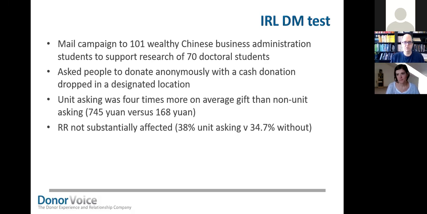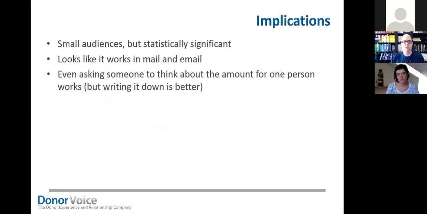Now, these are both tests with small sample sizes, but both were statistically significant, and it worked in mail, in email, and in the lab. It's best if you can get someone to write it down, but even asking someone to think about what they would give to support one person before giving them a larger audience seems to work to increase average gift.